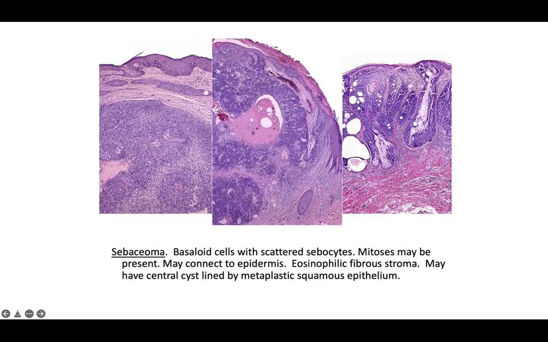In reality, the most important features of a sebaceoma versus a sebaceous carcinoma include things like invasive architecture. That argues more for a sebaceous carcinoma. Abundant cellular pleomorphism and mitotic activity. Now, you can have some mitotic activity in a sebaceoma.